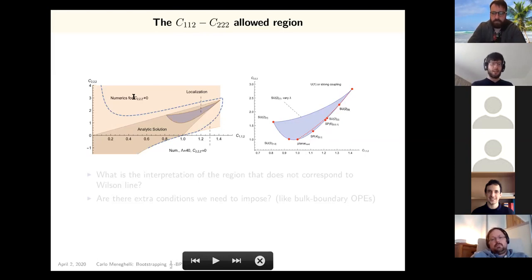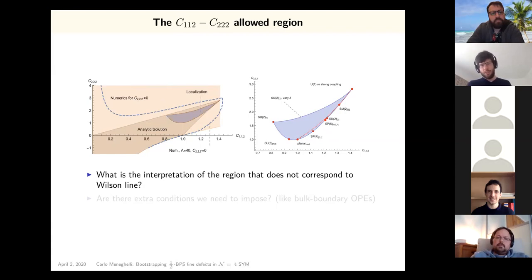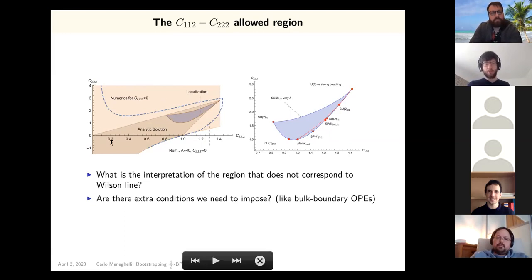But the numerical bootstrap suggests that the region of allowed solutions to crossing is actually much bigger. We are still not clear how to interpret the region which is not this blue one. So all the rest, could it be that it is not a good defect in N=4? We don't know, but of course the natural question is whether there is an interpretation for all the rest which is not blue.